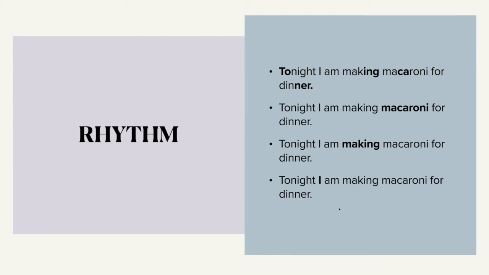How about the last one? Tonight, I am making macaroni for dinner. Not you, not your sister, not the dog. I am making macaroni. So by shifting what is being accented in this sentence, we totally change the meaning.